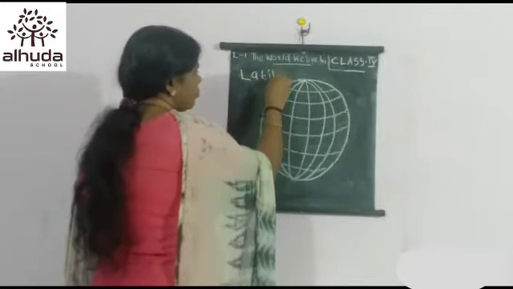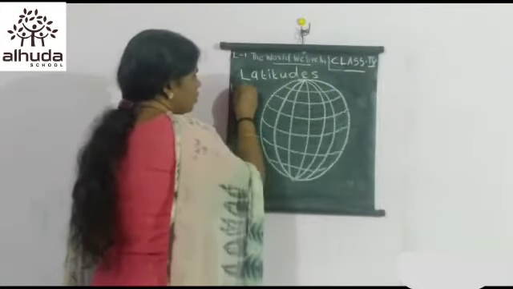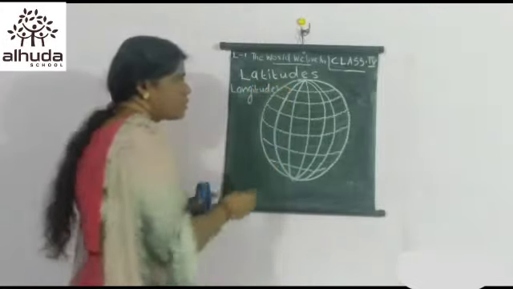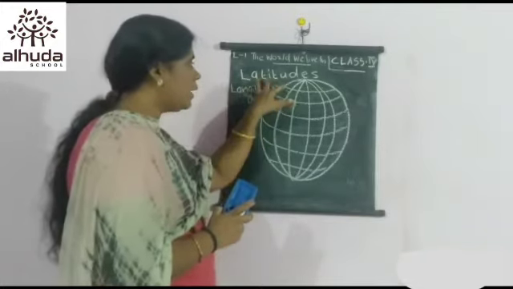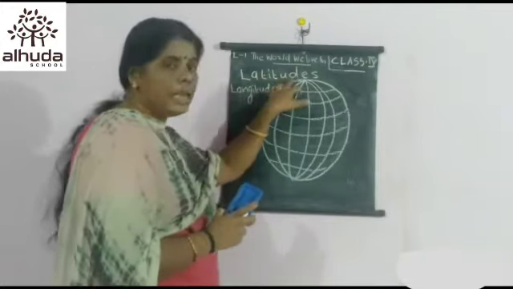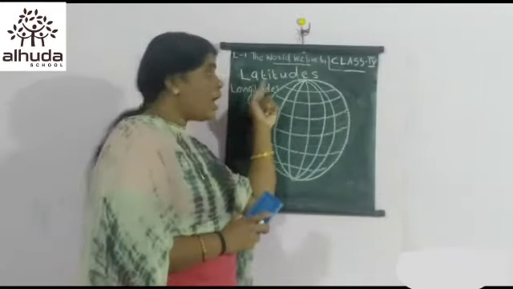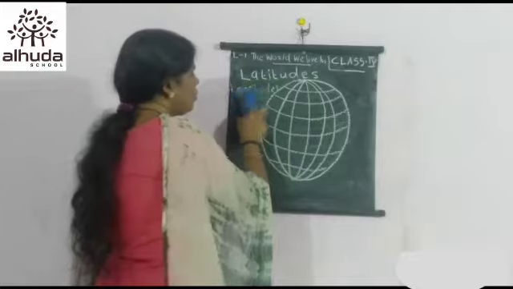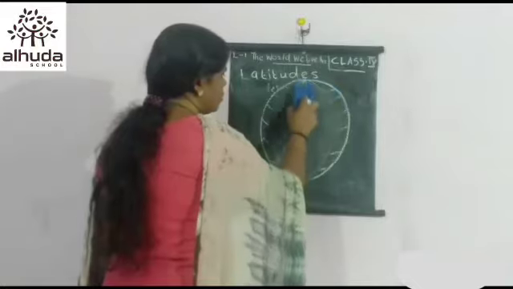Latitudes, L-A-T-I-T-U-D-E-S, and longitudes, L-O-N-G-I-T-U-D-E-S. What are they? Latitudes and longitudes. First we are learning about latitudes. If we want to locate a place on Earth, we should know latitudes and longitudes. They are imaginary lines, and now we are learning more about that. First we are learning about latitudes.